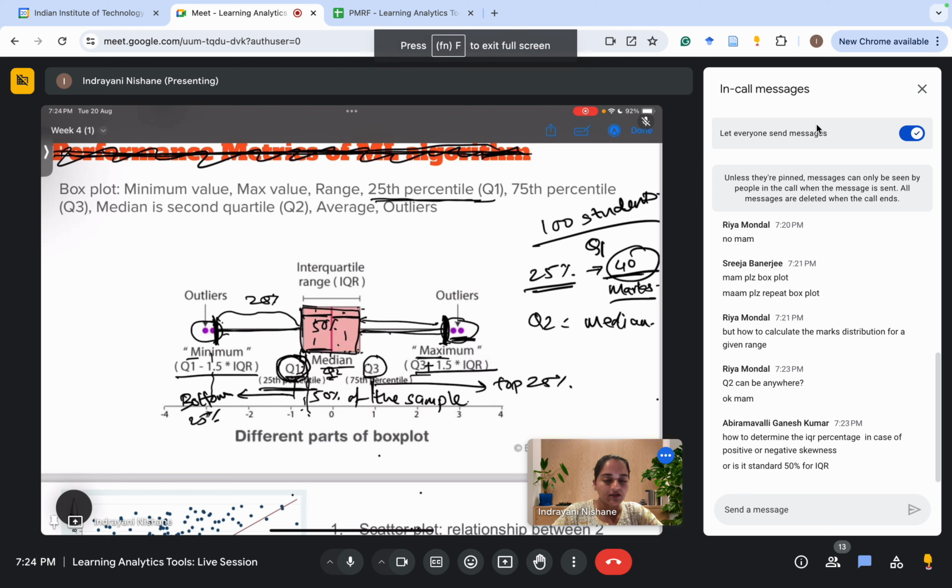So now I'm going to read the comments in the chat box. How to determine IQR percentage? See, it is independent of skewness, positive or negative, it doesn't matter. The box is always the middle portion, this is always the bottom 25%, this is always the top 25% of the sample, and the box of IQR is the middle 50%, right? So it's very easy to read, actually the box plot is very easy to interpret, it is not complex.